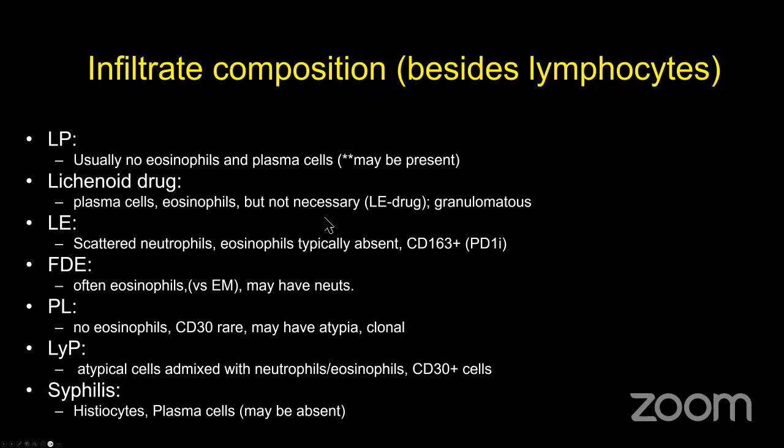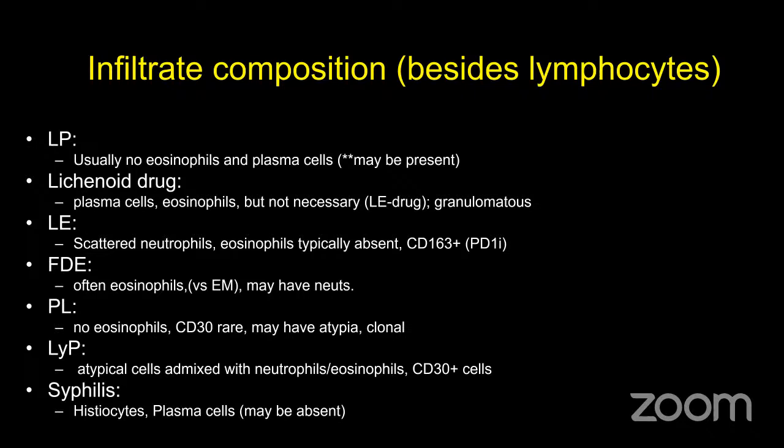And the composition of the infiltrate, as I mentioned, usually in lichen planus, there are no eosinophils, but sometimes you can see them, especially on the leg with the hypertrophic variant. And sometimes you can also see plasma cells there. With lichenoid drug, eosinophils, sometimes plasma cells can be seen. Sometimes you can have a granulomatous component to it. As I mentioned with lupus, neutrophils can also be seen. There also is a Sweet-like lupus, but that's different than the type of lupus that we see with the lymphocytic infiltrate.